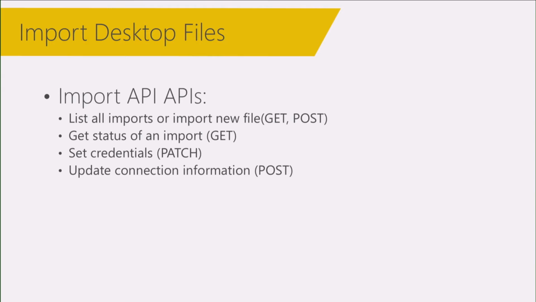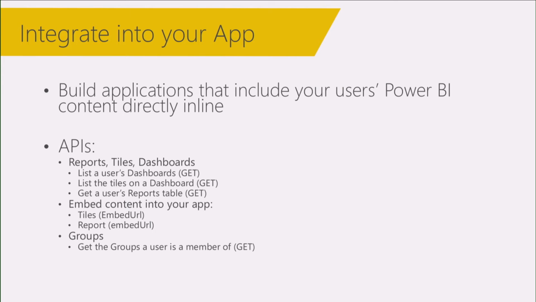Also, you can change the connection string. So you can change the data set that the file is pointing to. A lot of times you'll develop a report and a data set against a development version of a database, and then you'll roll it out to production. When you do that, you need to flip the connection information. So we have an API that lets you update the connection information for a data set. So that's ways to get content into Power BI.